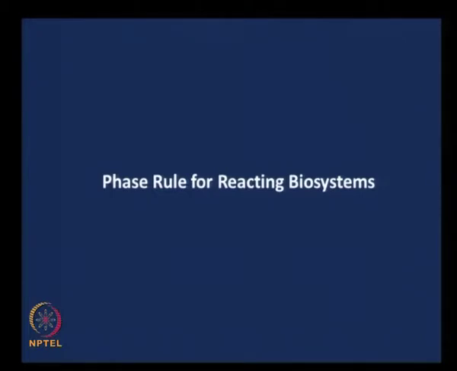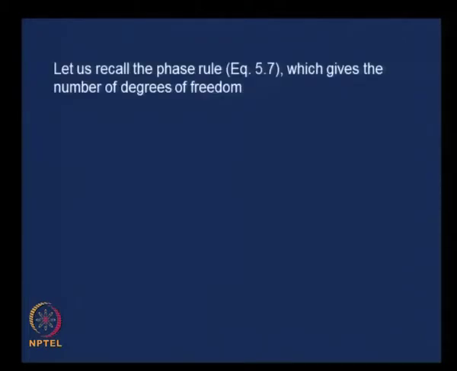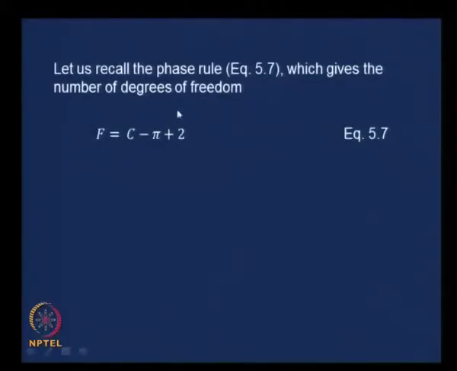I will give you time for that in this class. If we recall the phase rule equation 5.7, that gave the number of degrees of freedom. In other words, the number of degrees of freedom is the number of independent variables that are required to complete the description of the system. We saw that the phase rule for the non-reacting system was f, the number of degrees of freedom, equals c minus pi plus 2, c being the number of components in each phase of the system, pi the number of phases. This was our equation 5.7 in the previous module.